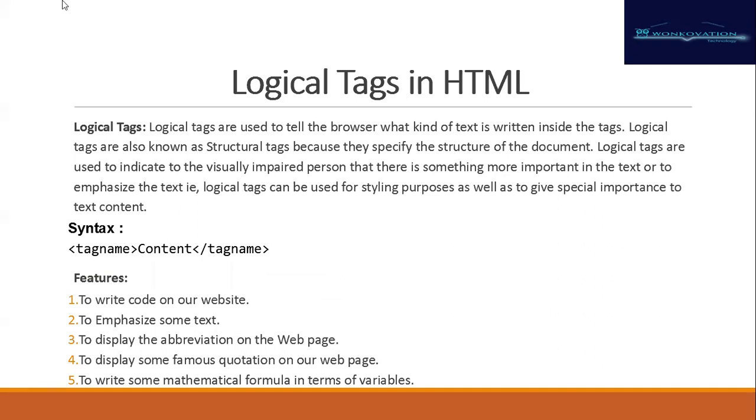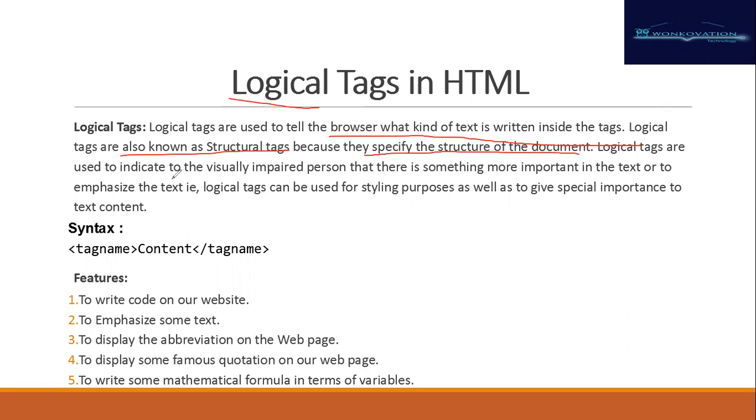So moving further, what is logical? First of all, we have discussed that physical tags are only for styling purposes. So what is the use of logical tags? Logical tags are used to tell the browser what kind of text is written inside the tag. Whatever we write inside these logical tags, it will tell the browser what type of content it is. Logical tags are also known as structural tags, because they specify the structure of the document.